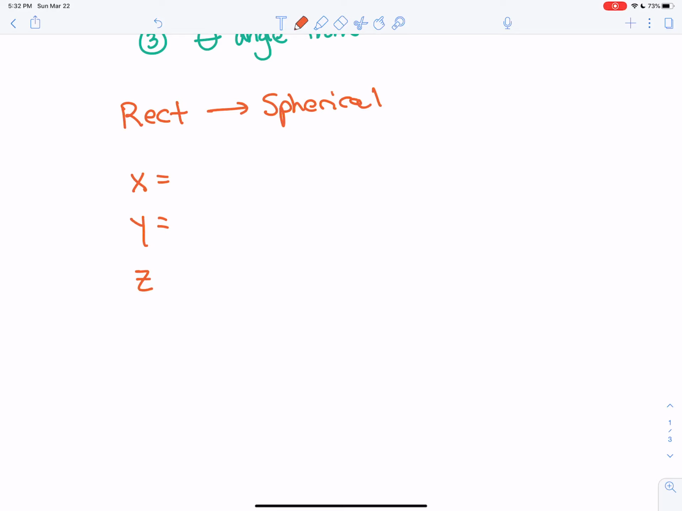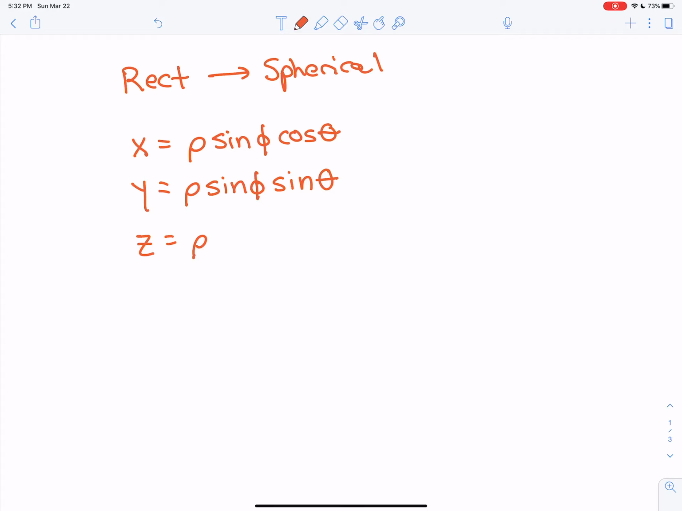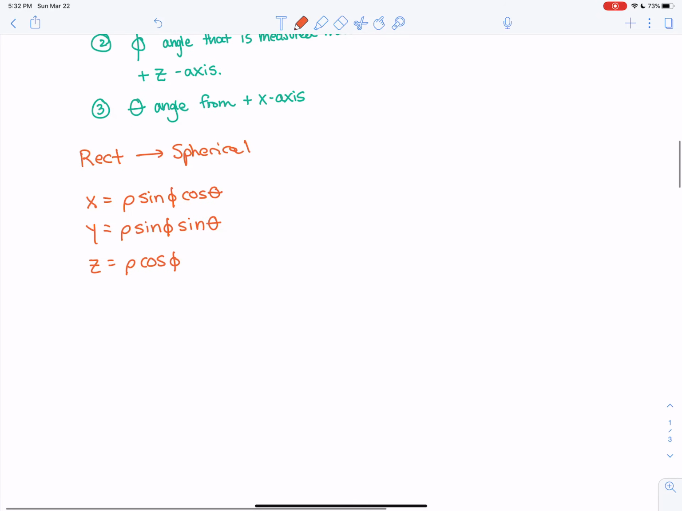So x in spherical becomes rho sine phi cosine theta. Y becomes rho sine phi sine theta. And z becomes rho cosine phi. Okay, so we're not going to worry about exactly where those come from. Like I said, you can derive them on your own pretty easily. They are a little bit more complicated than the other conversion equations we have, so you're not going to be asked to call on those super often, but it is just to know that they do exist and just have an idea of what they are.